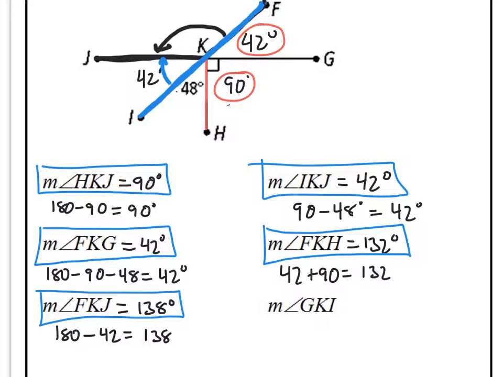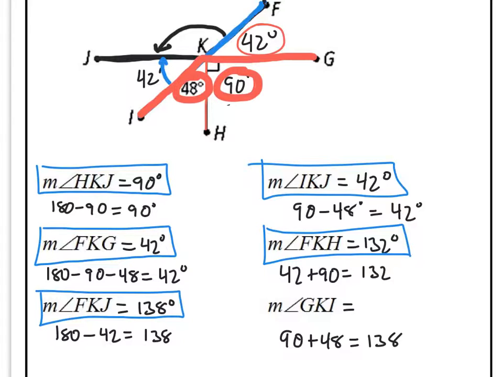And lastly, we have the measure of angle GKI. I'll make this outline real big here. GKI is that angle there. To find that one, you see it's formed by the 90-degree angle and the 48-degree angle, so we're going to add those together. 90 plus 48 equals 138. So that is the measure of angle GKI.